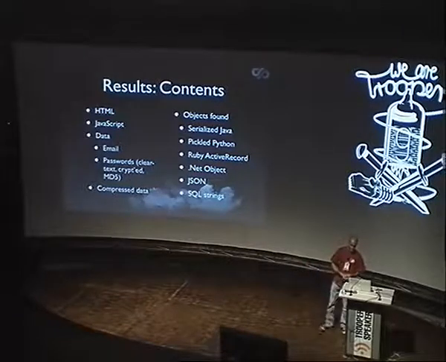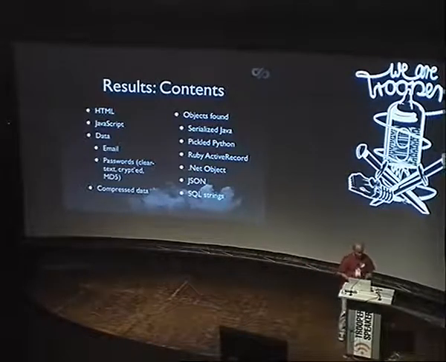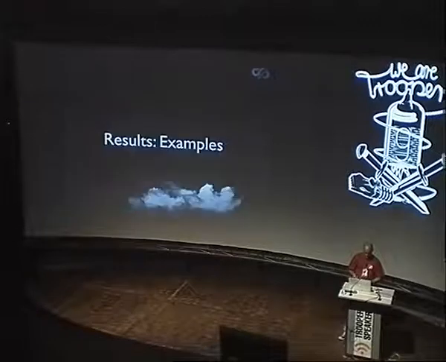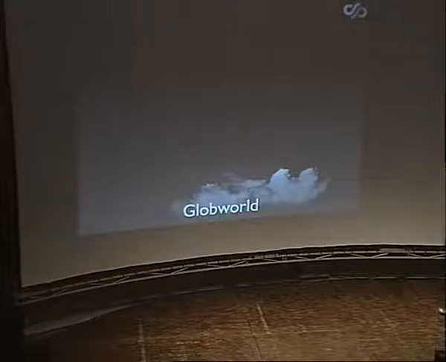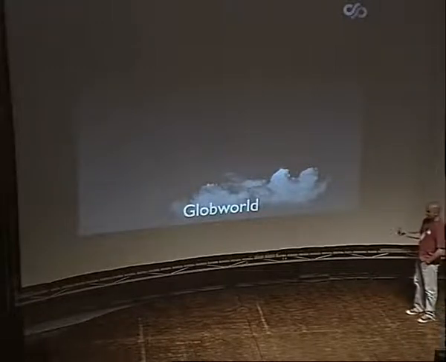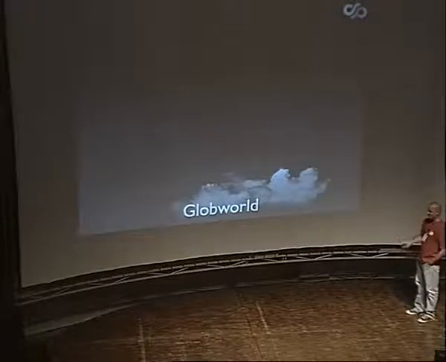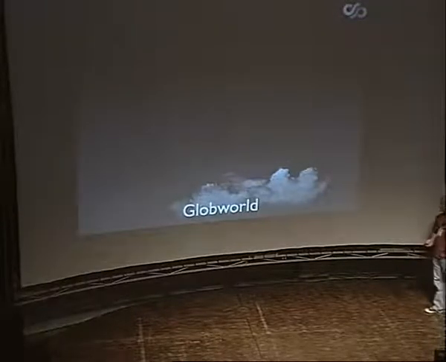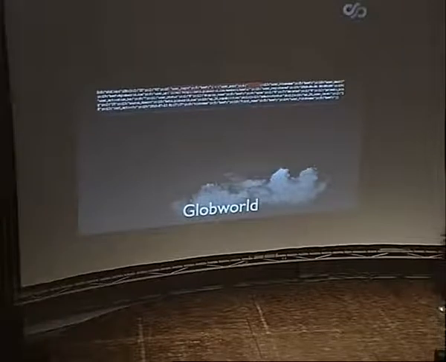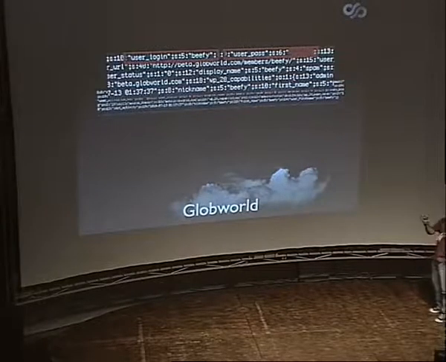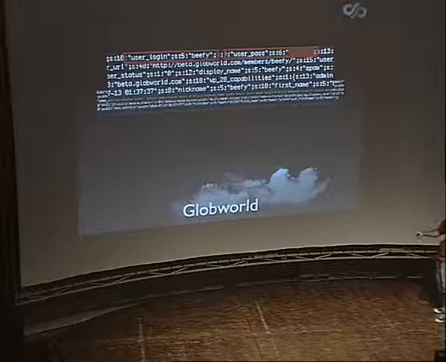All right, so let's get to the examples here. And there's a few of them. The first one is a site that you probably haven't heard of. It's called GlobWorld. These guys were in beta at the time, sort of a kids game site. And within their cache, we pulled the contents, and they were storing user objects which had the username and the password in the clear inside the cache, which allowed us to log on to GlobWorld.